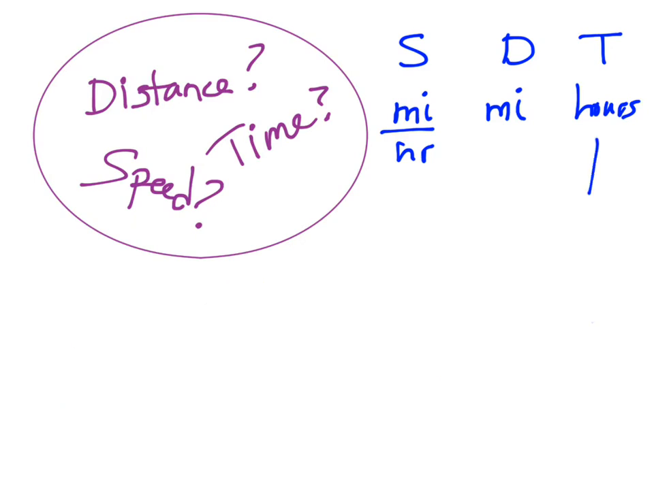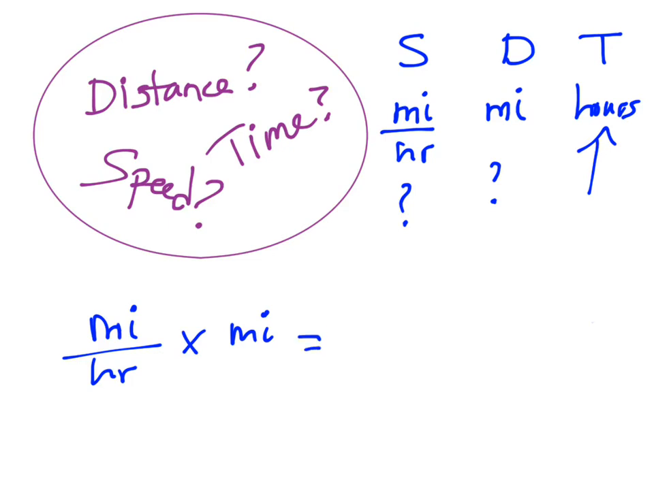Finally, let's try to get time by combining speed and distance. Our goal is to get hours. If you take miles per hour and multiply by miles, because you might remember it's some sort of multiplication or division, then you're going to end up with miles squared per hour, which is not the units we want. It's not hours. So let's back up and try division, and then we'll use that invert and multiply rule.